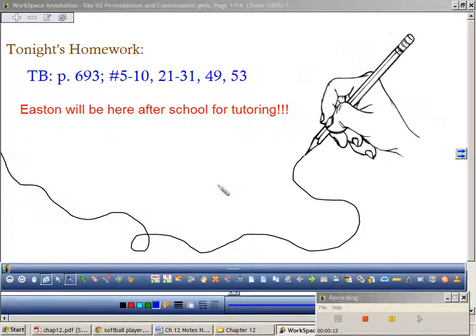Easton will be here after school for tutoring. I highly suggest you come in both this Tuesday or today and Thursday this week. I don't want you falling behind. Let's have some good habits for this new chapter.